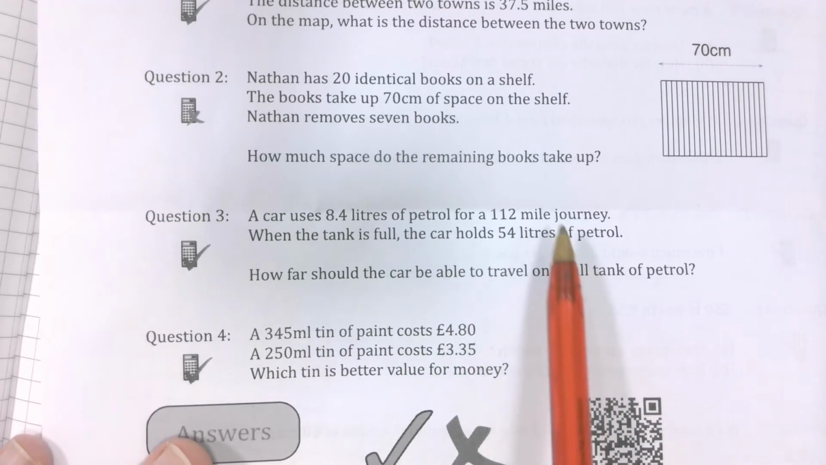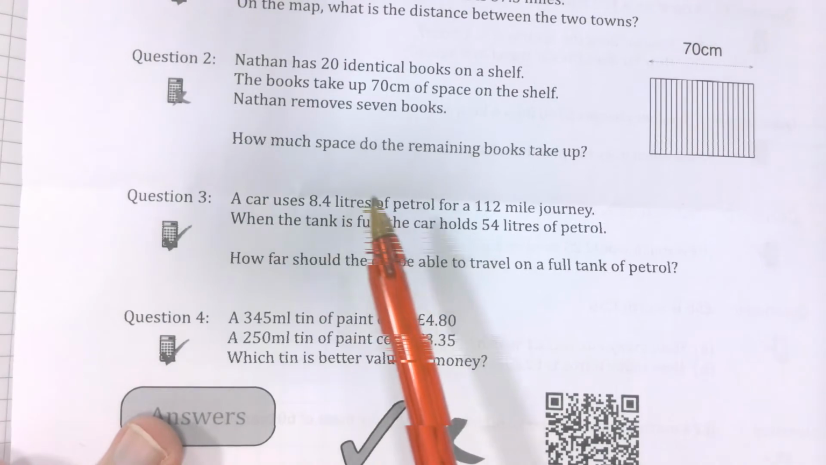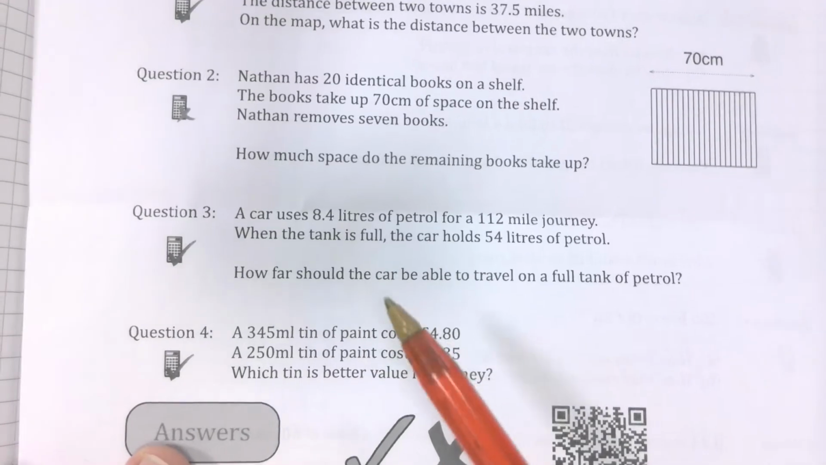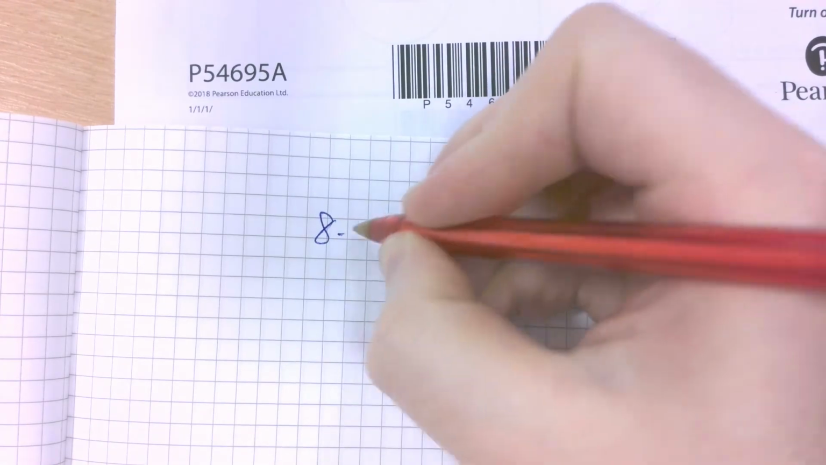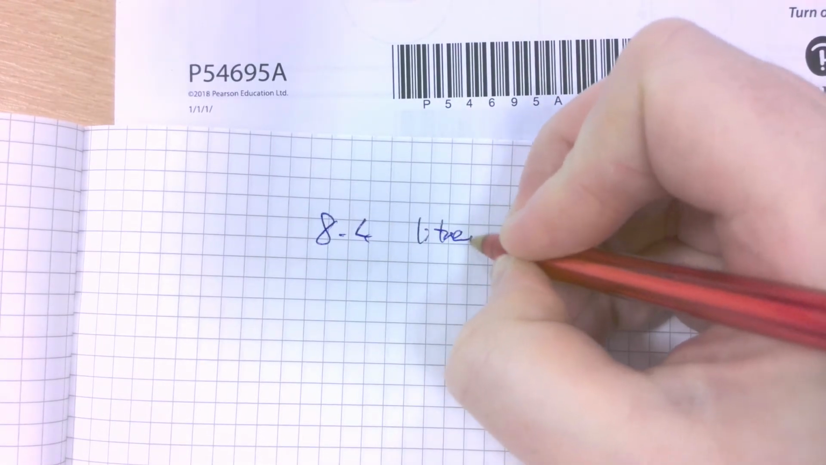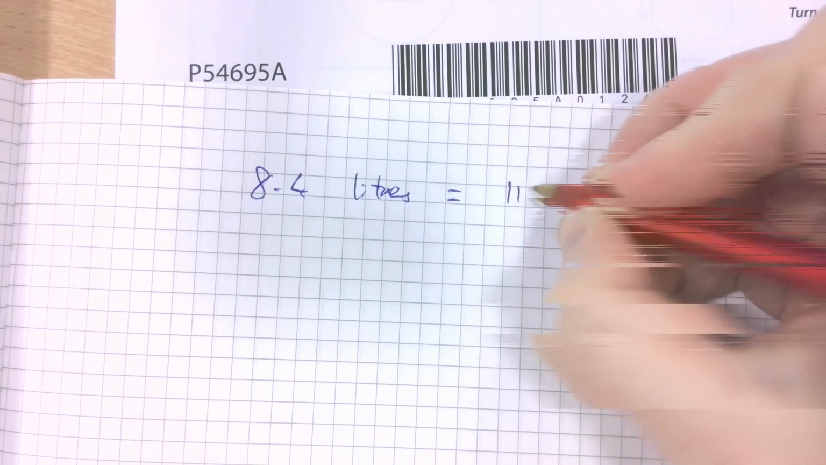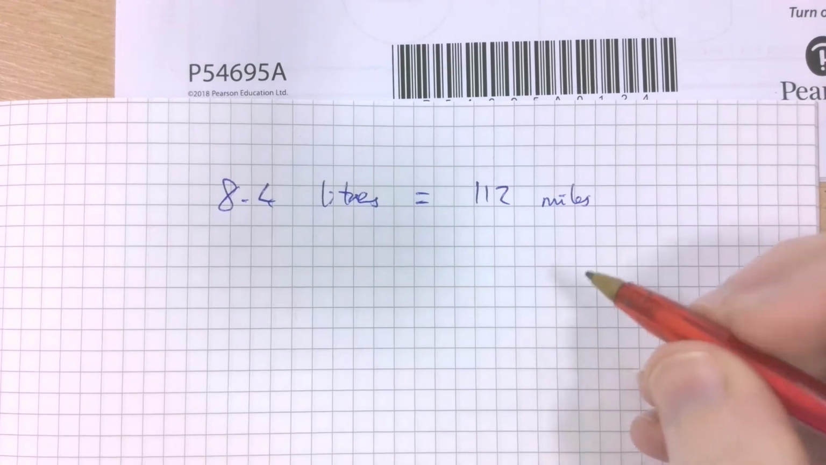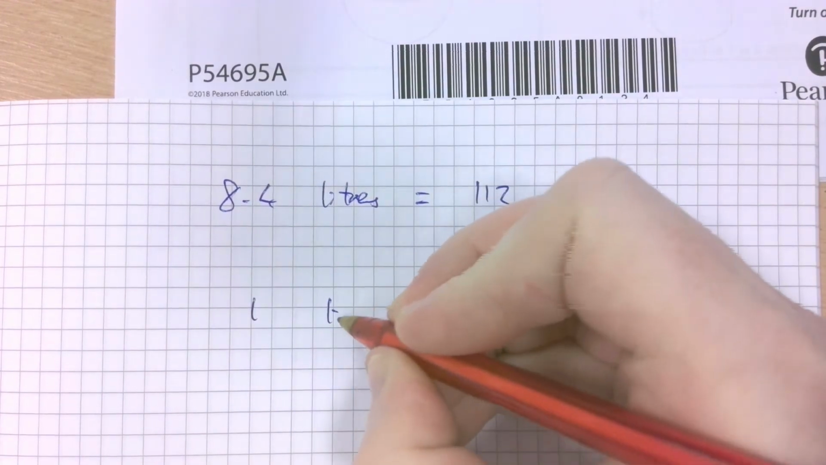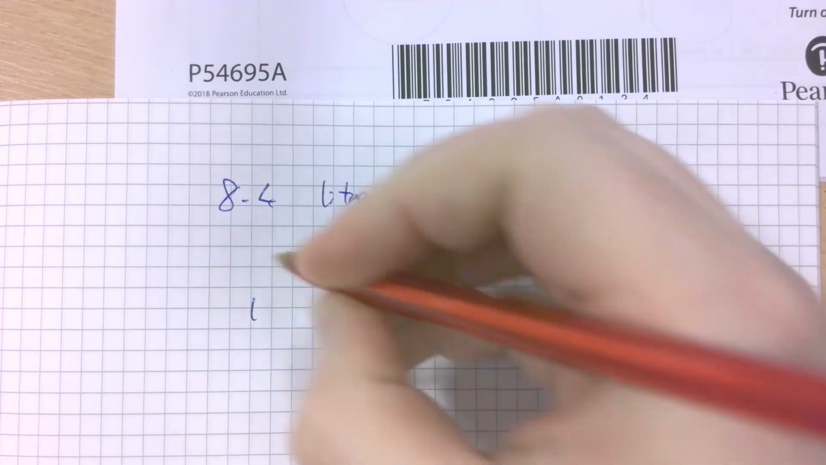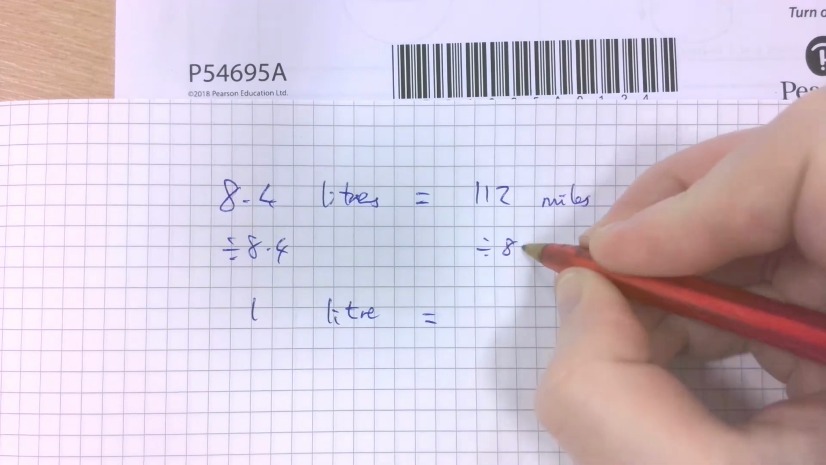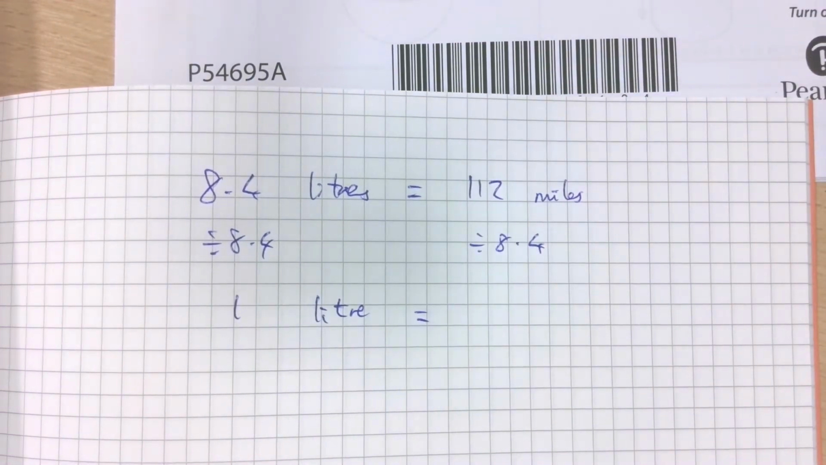All right, so this is where the wording becomes a little bit weirder, a little bit trickier to decode almost. So what do we want here? We know 8.4 litres covers 112 miles. It's still the same. We're still going to go to 1 unit. In other words, 1 litre. How far can you go on 1 litre? Divide by 8.4 on this side to get 1. So divide 112 by 8.4 to work out the answer to that question.